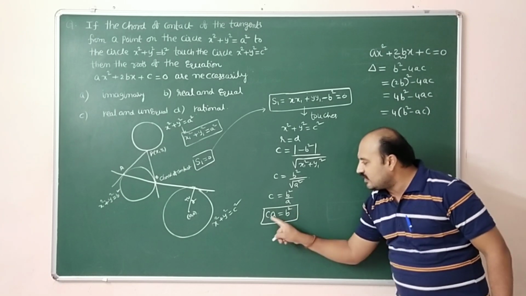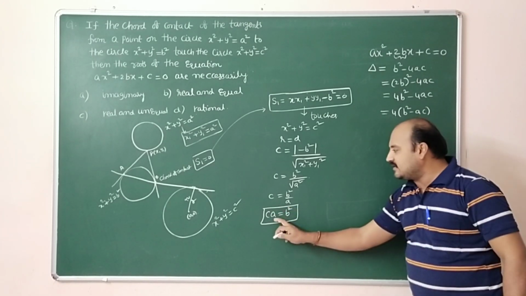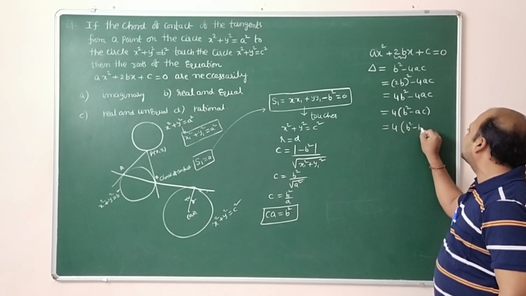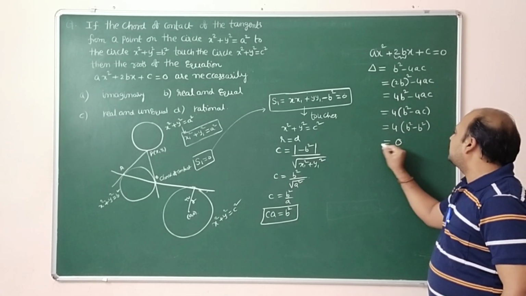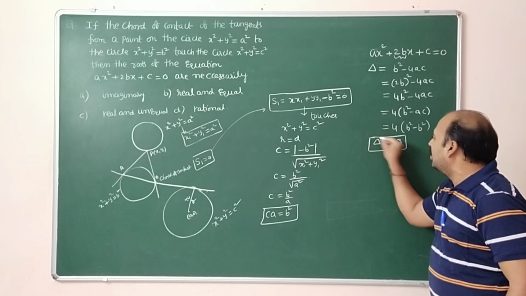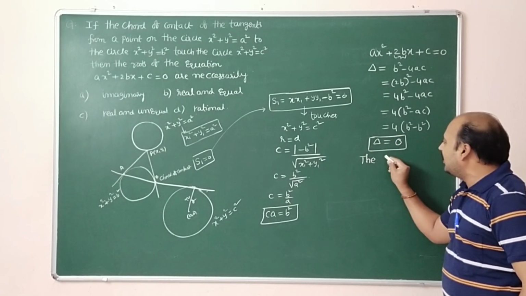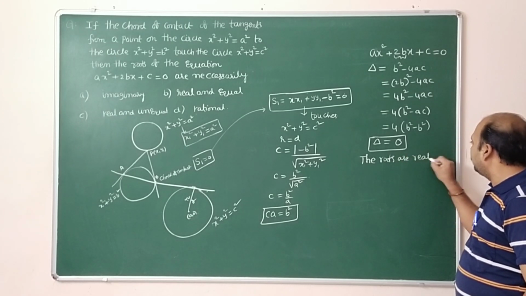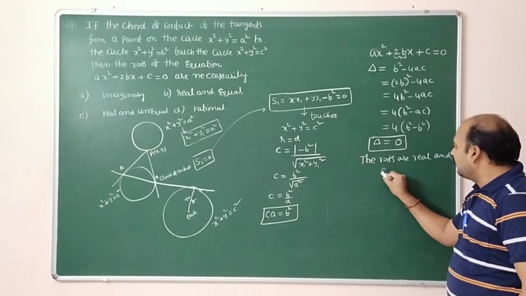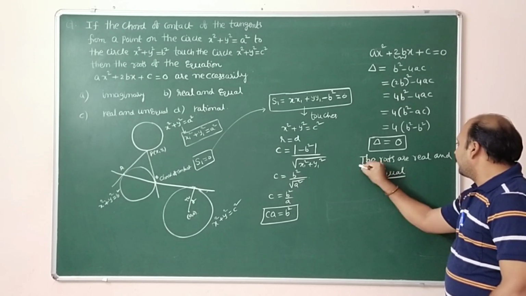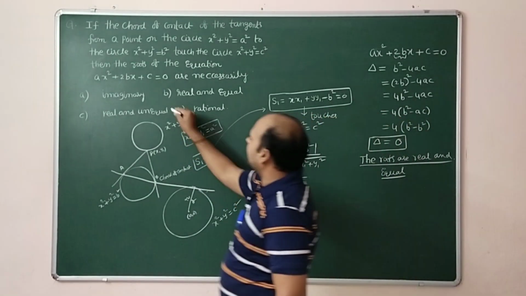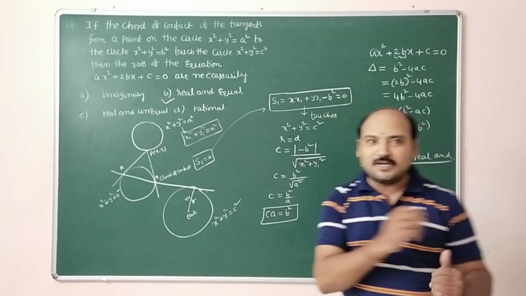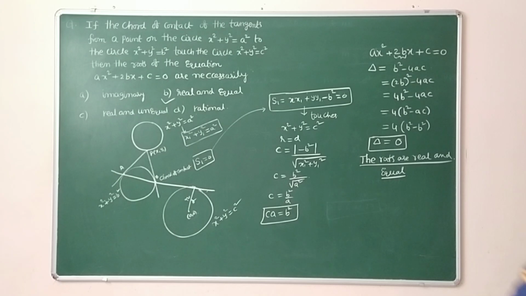So in place of b square substitute ac, or in place of ac substitute b square, it becomes 4 into b square minus b square. Ultimately this value is 0. So whenever delta equal to 0, the roots are real and equal. So which option among these? The second option is the right option: real and equal. I hope everyone understood. We will move to the next question.